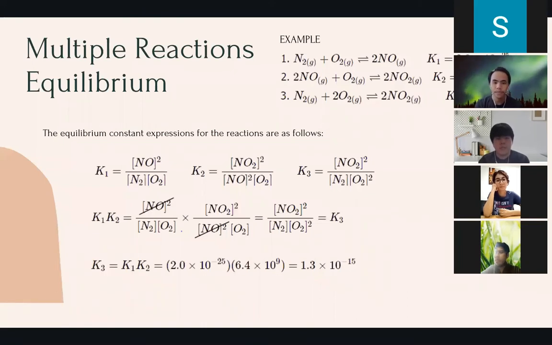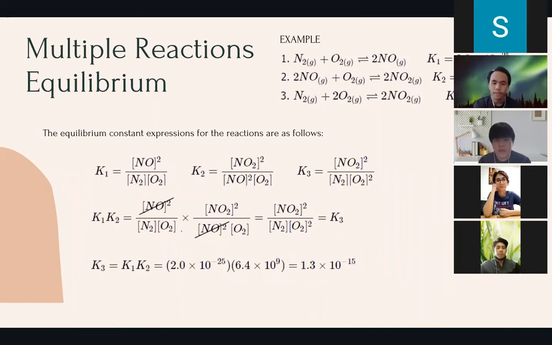So this is the example for the multiple reaction equilibrium. In this example, we have two individual reactions and one overall reaction. So we have the first individual reaction, and we have the equilibrium constant of 2 times 10 power of negative 25, and the second reaction with the equilibrium constant of 6.4 times 10 power of 9.